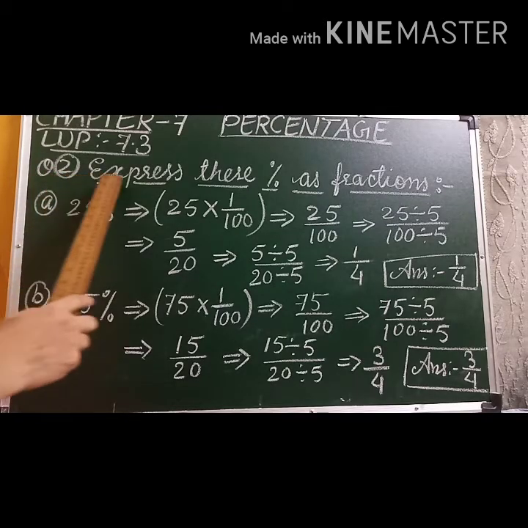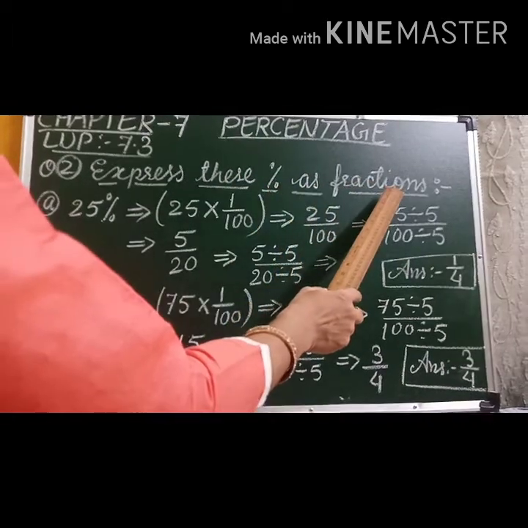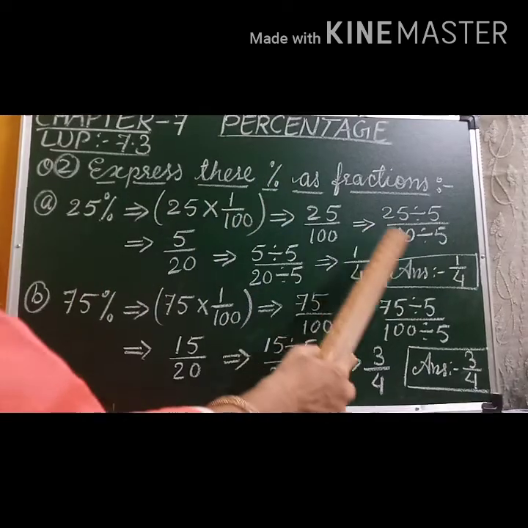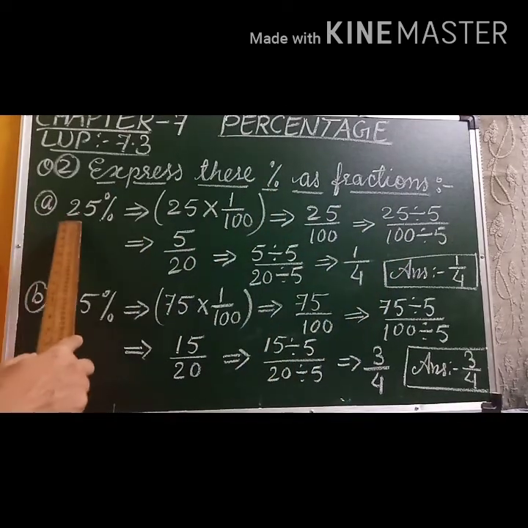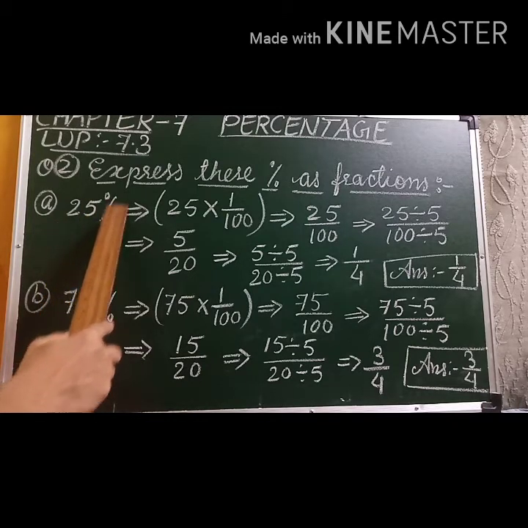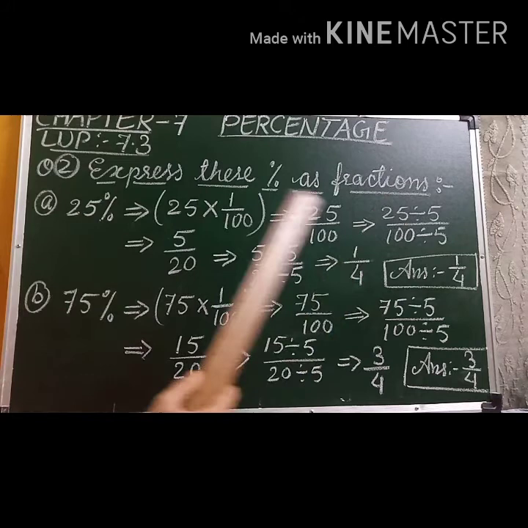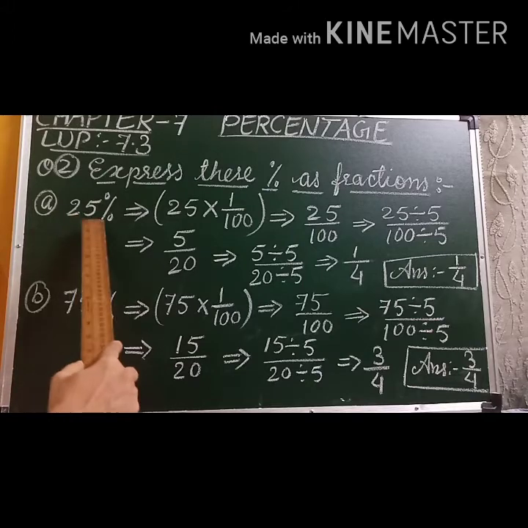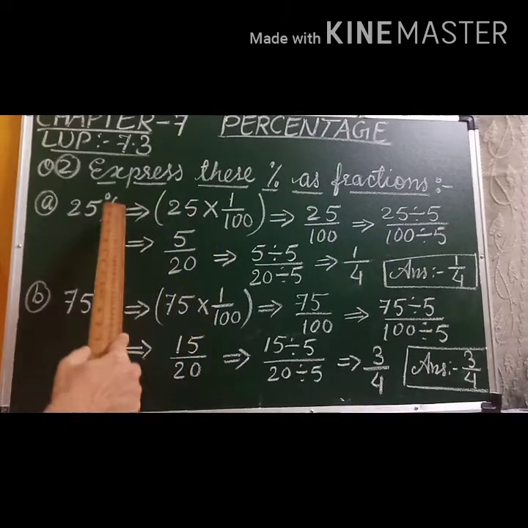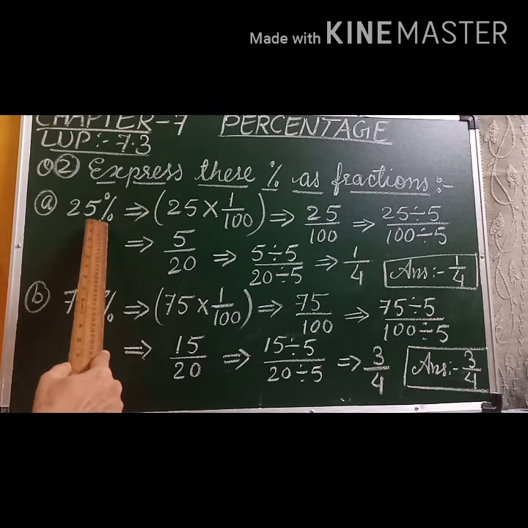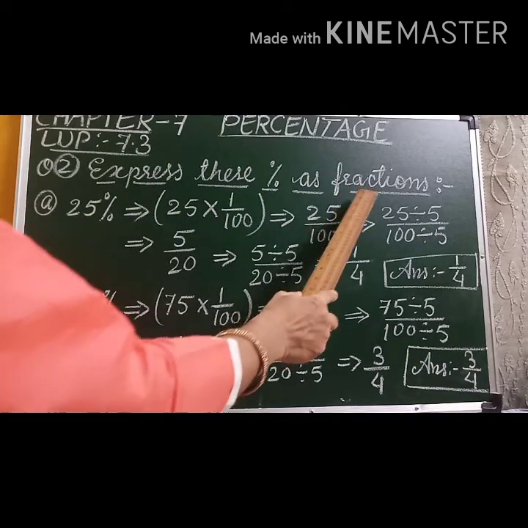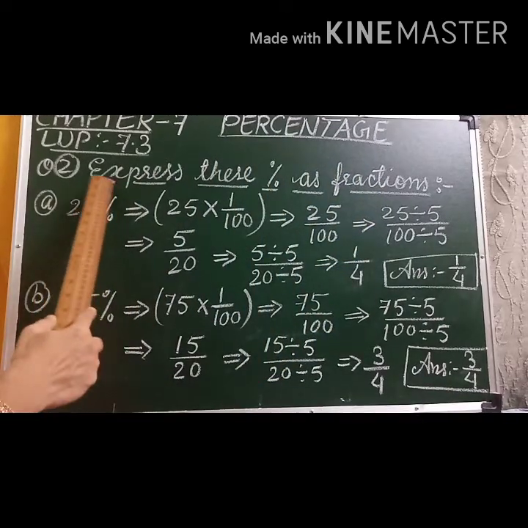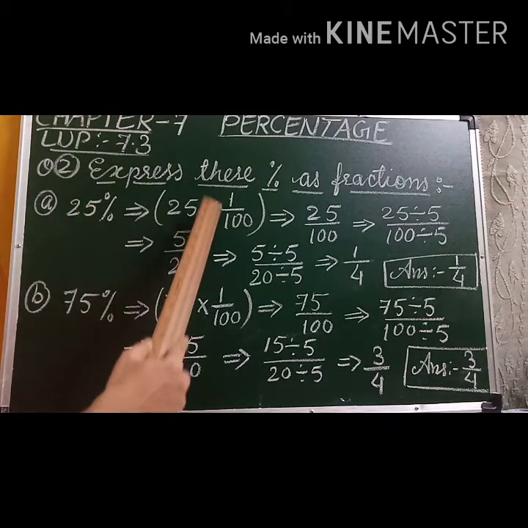The next question, express these percentages as fractions, means percentage is given and we have to convert this percentage into fraction. So here the first question is 25% and we have to convert this 25% into fraction. So we have just learned that to convert percentage into fraction, we have to multiply the given percentage by 1 by 100 and we have to remove the symbol of percentage, because fraction has only numerator and denominator and it doesn't follow any sign. So we have to remove this percentage sign and we have to multiply by 1 by 100.